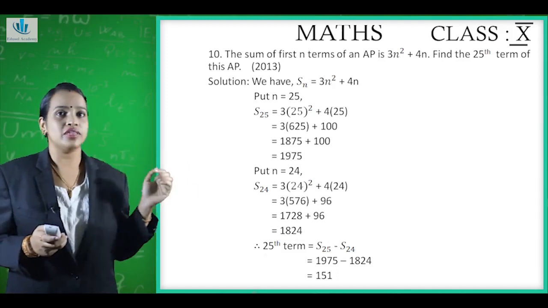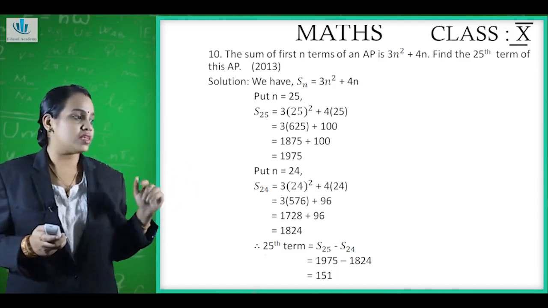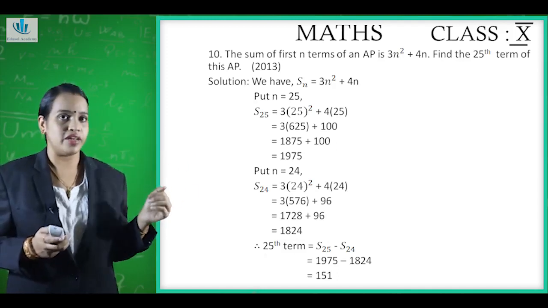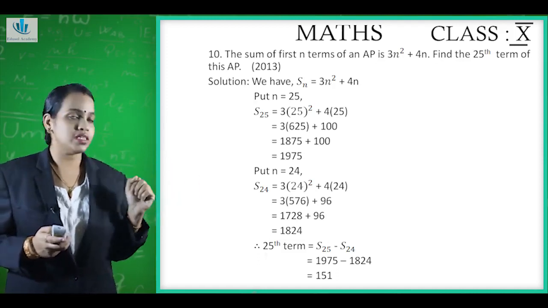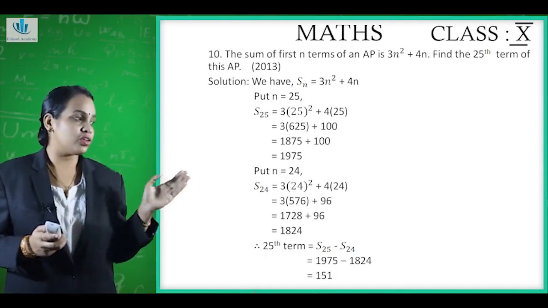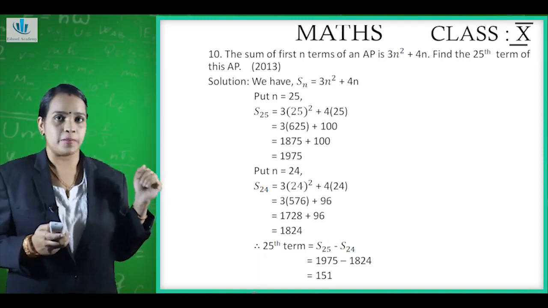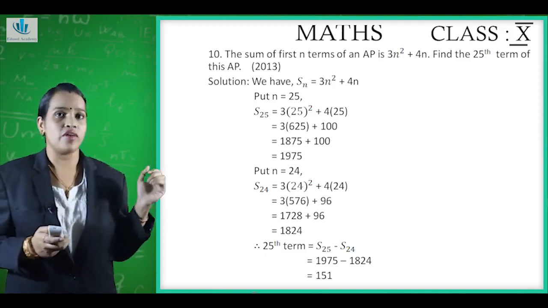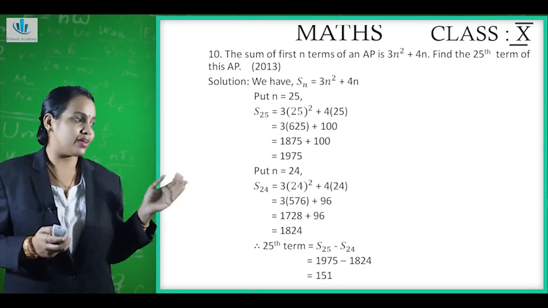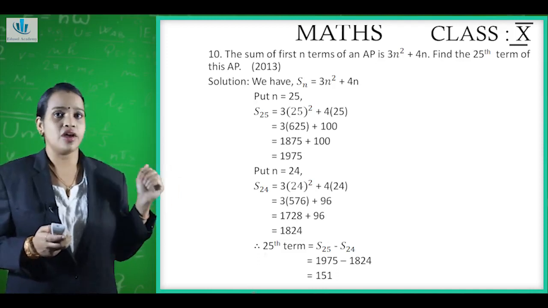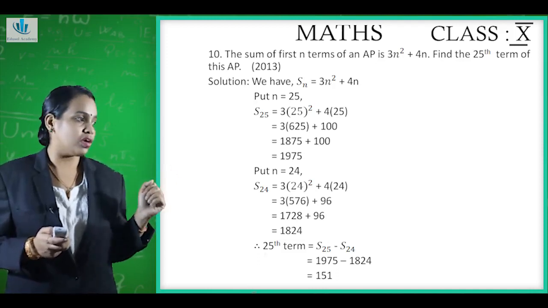The next sum: the sum of first n terms of an AP is 3n square plus 4n. Find the 25th term of this AP. Now the sum of first n terms is given as 3n square plus 4n. Now we have to find the 25th term of this AP. In the question we have Sn is equal to 3n square plus 4n. Now we will put the value of n is equal to 25.